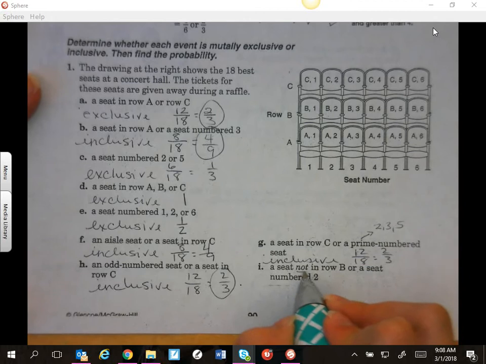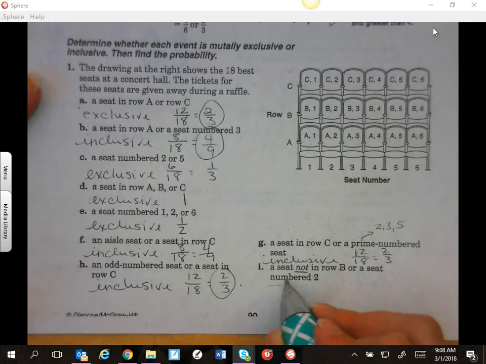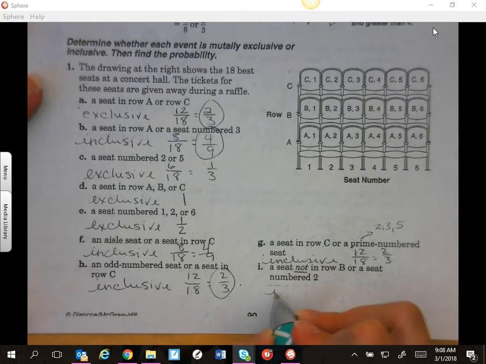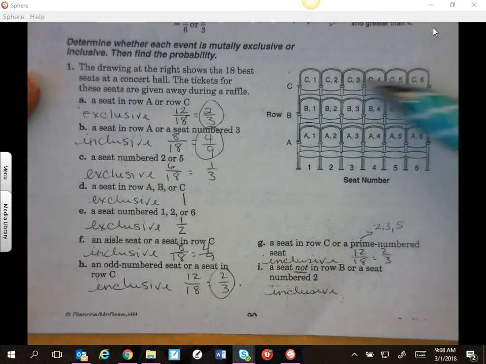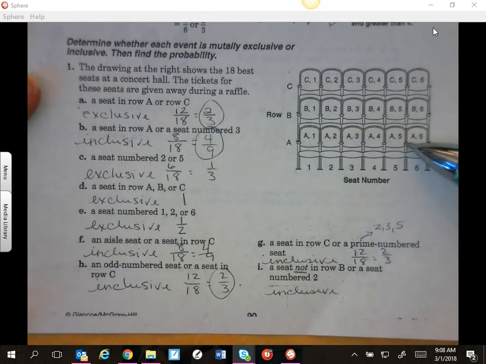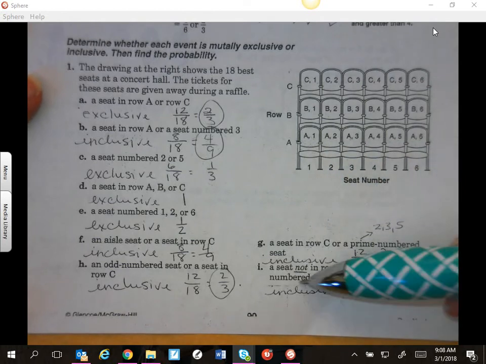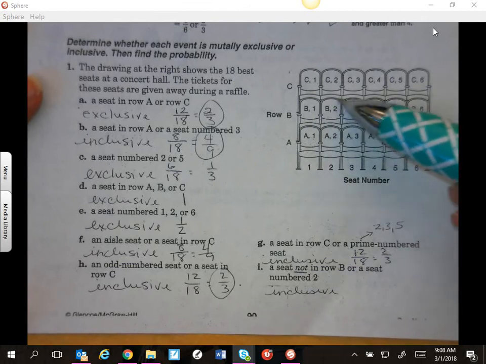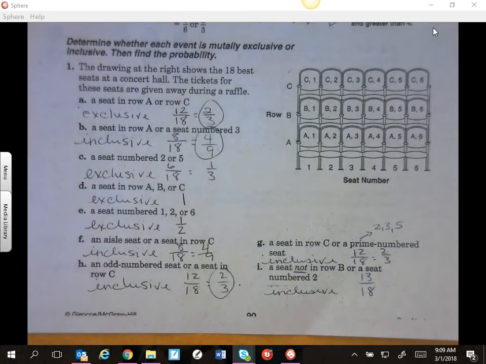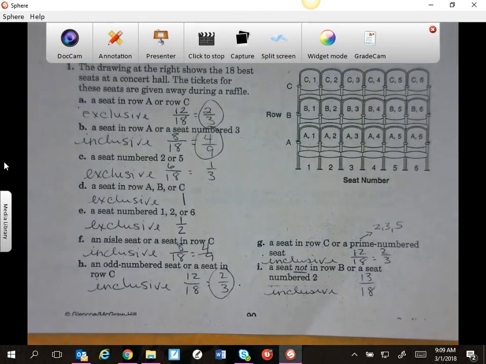And, okay, not in B or a seat number 2. Okay, these are again inclusive because B and 2 overlap. So 6, and then we've got 12, and then we've got B2, 13 out of 18. So those are mutually inclusive and exclusive as well as independent and dependent.